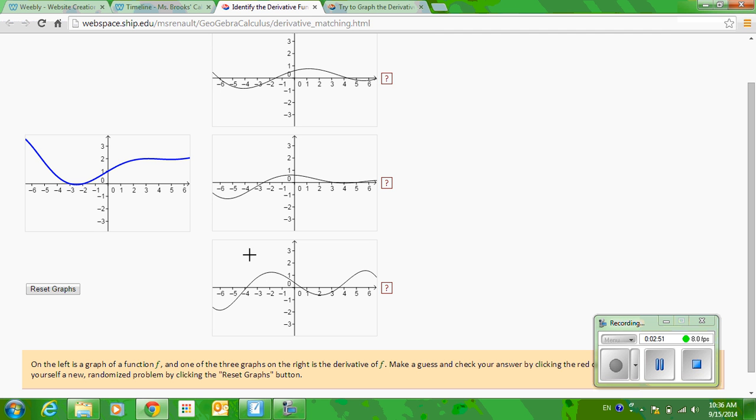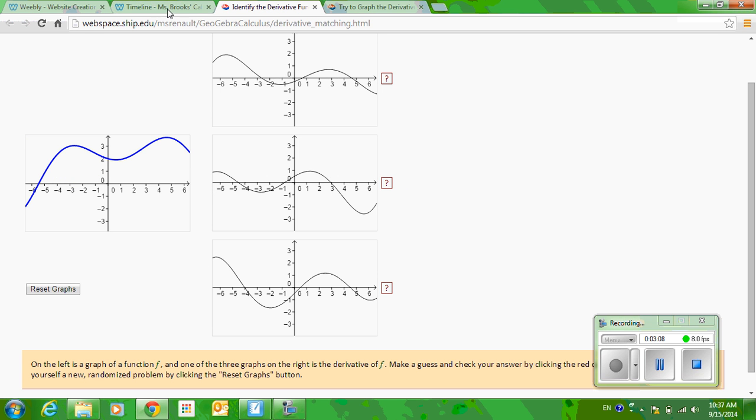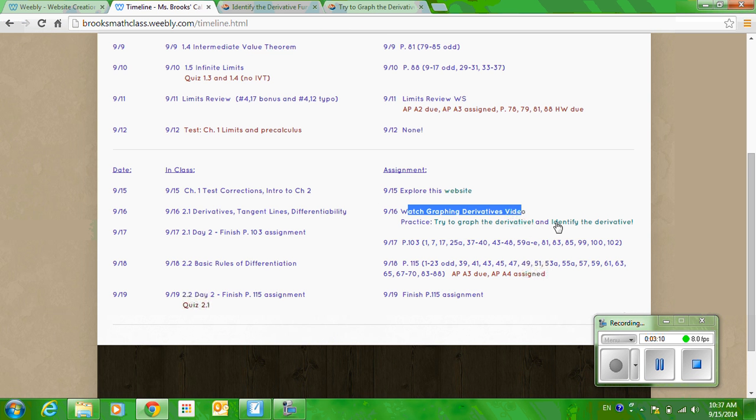The graph should be crossing the axis right about between -3 and -2. And that looks like the middle one is the best one. I'm going to go ahead and just guess. Yes, okay. If you had picked the wrong one, it would say no. Okay, and then you can reset the graphs and try again. So for both of these websites, I want you to practice them. I want you to do as much as you need to do to get good at identifying the derivative and graphing the derivative.